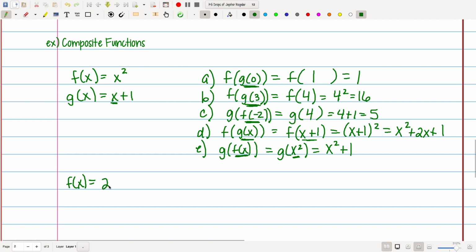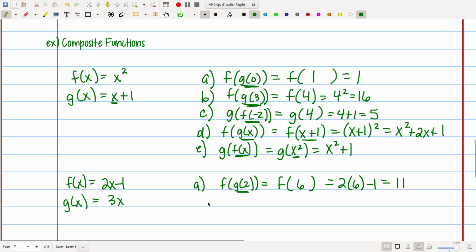So let's look at one more example, just to make sure we get the hang of it. Let's say f of x is 2x minus 1. Let's say g of x is 3x. Okay, so let's go find f of g of 2. So I need to go find g of 2 first. So I'm going to plug in 2, and 3 times 2 is 6. So now I'm going to plug 6 in right here. So instead of x, I'm plugging in 6, and I'm going to subtract 1. So this would be 12 minus 1, which is 11.